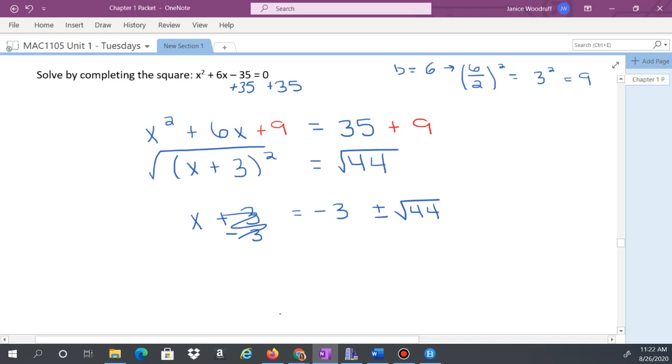Can I simplify the radical? Yes. Perfect square that goes into 44: 4 times 11. Yes. And then that 4, we'll take the square root to get 2 radical 11. So negative 3 plus or minus 2 radical 11.